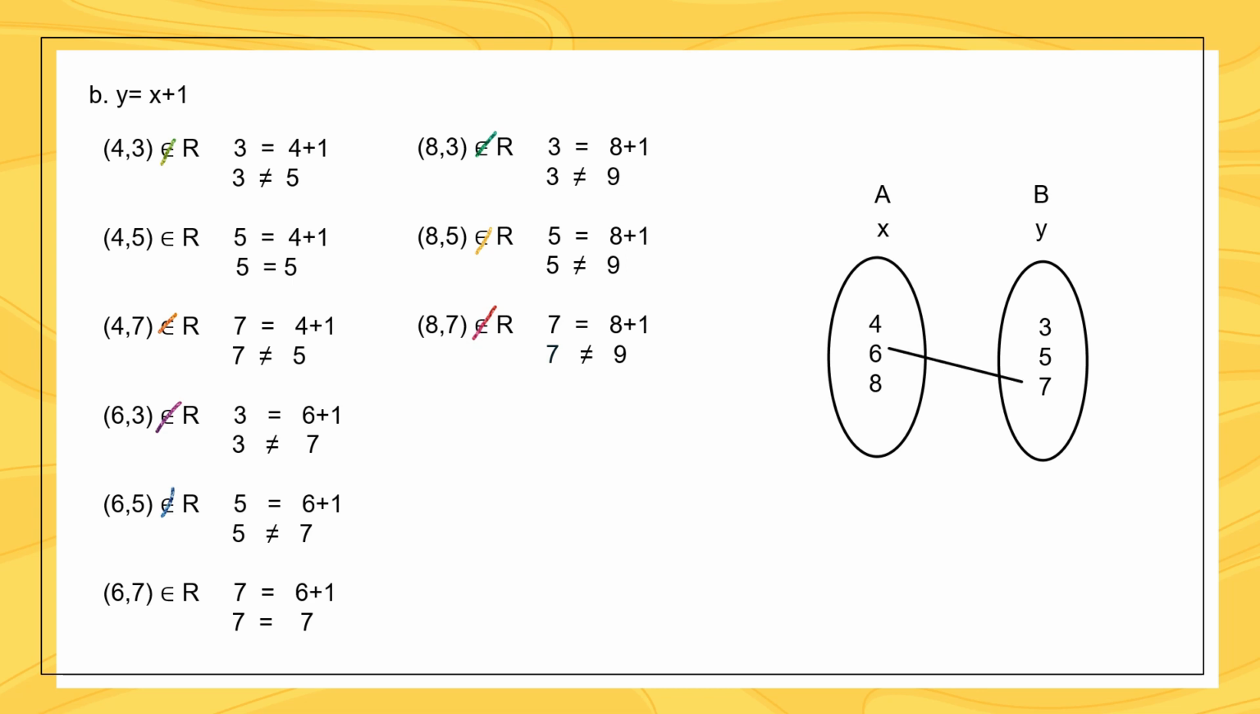Here is our figure of our two sets. We have set A consisting of 4, 6, 8 and set B consisting of 3, 5, 7. The 4 is paired with 5 and the 6 is paired with 7. Letter B is not a function because it does not satisfy the first condition.